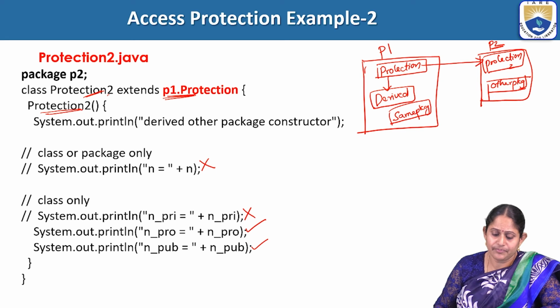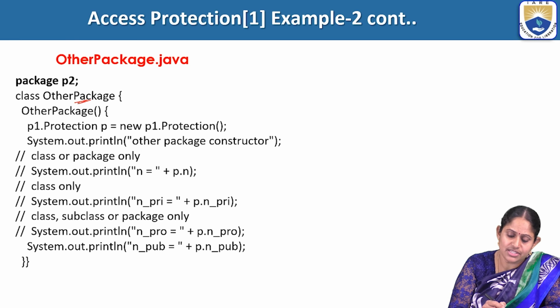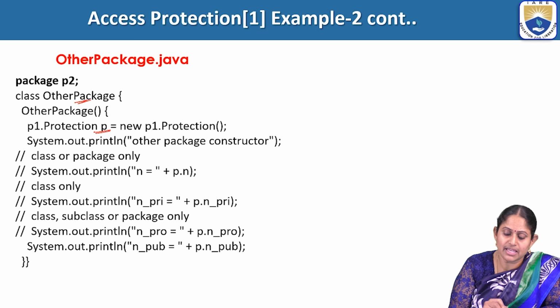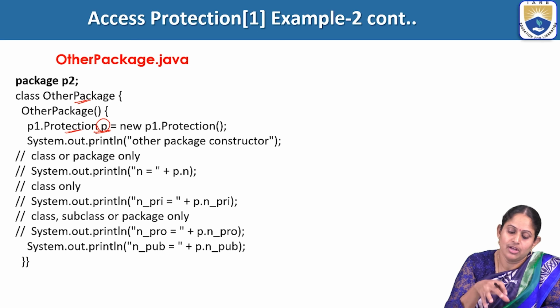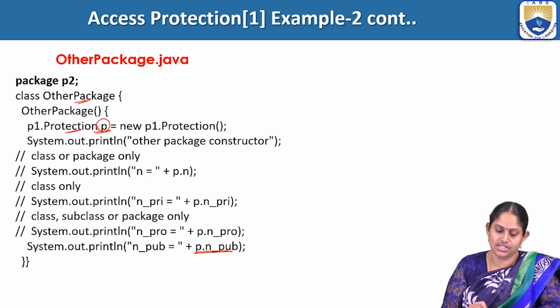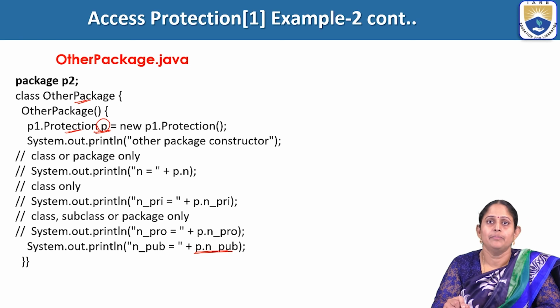Now similarly, we have other package. Inside this other package, even though it is making use of the protection class, it is not inheriting the protection class, and it is also present outside the package P1. So it can access only the public member of the protection class.